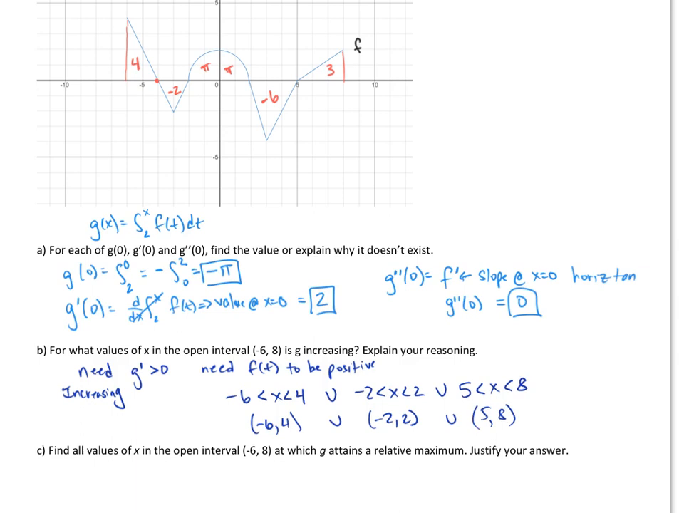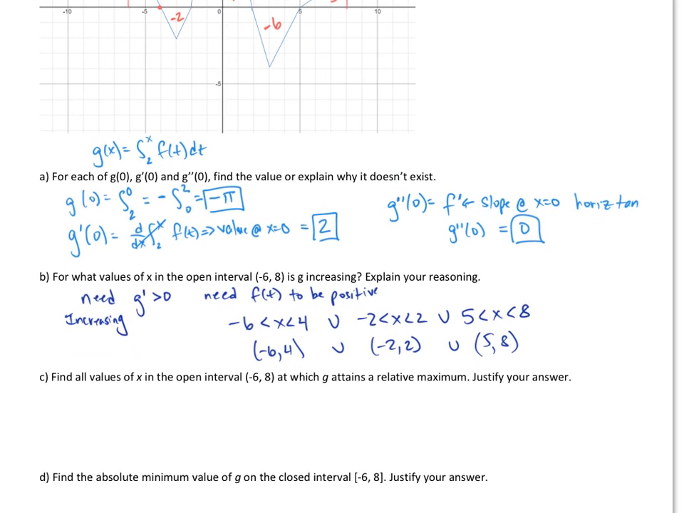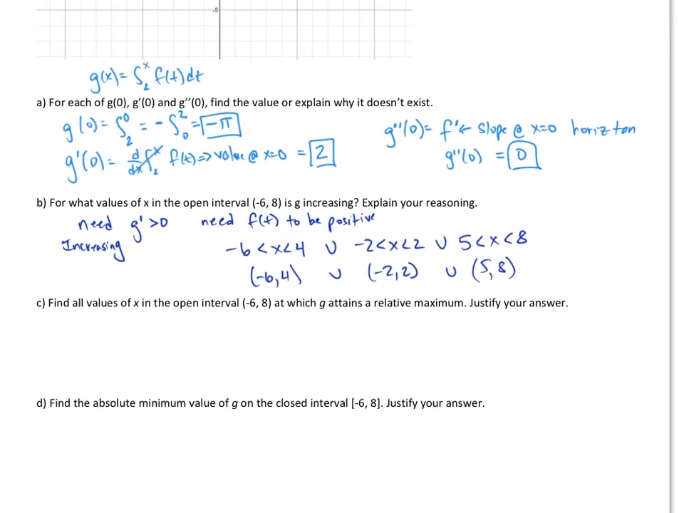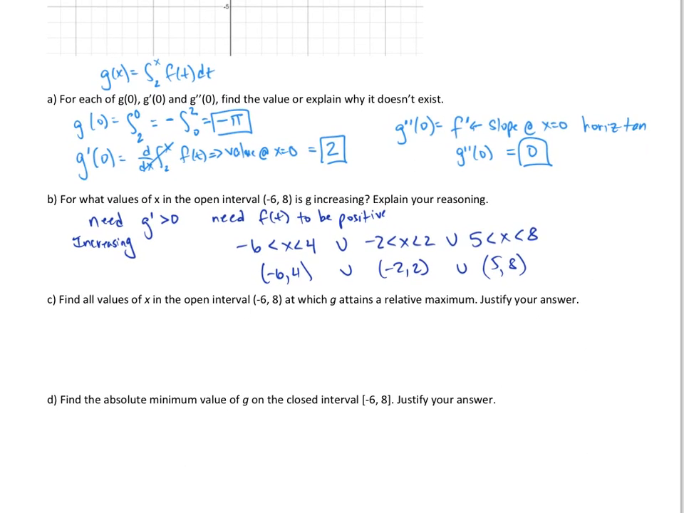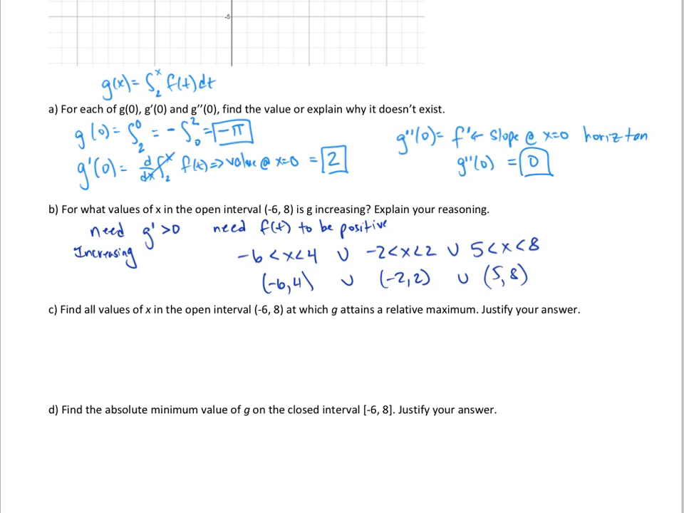Okay, moving on. Find all values of x in the open interval -6 to 8 at which g attains a relative maximum, and justify your answer. For part B, explain your reasoning, it was right here, by the way, just where we said that it needed to be greater than 0. That's pretty much my reasoning. Okay, so back to this problem. Let's take a look at what we got. We need to find a relative maximum. So a relative maximum goes from an increasing slope to a decreasing slope. I'm looking for something like that.